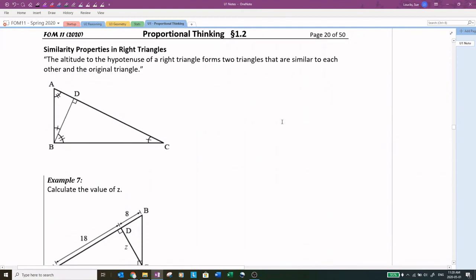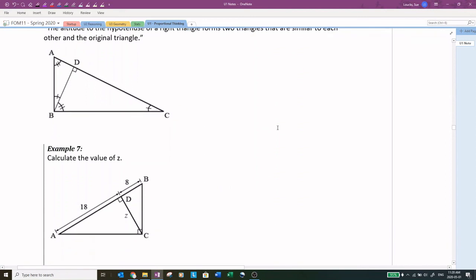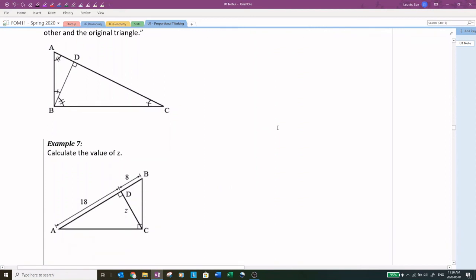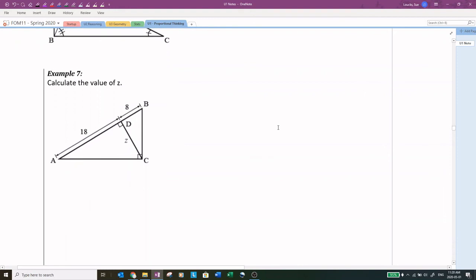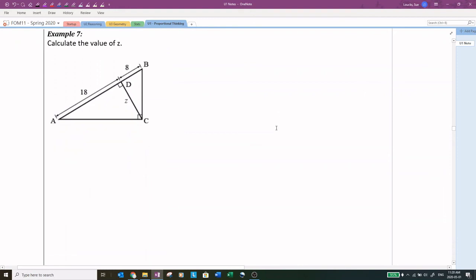which is similar properties in right triangles. The rule is the altitude to the hypotenuse of a right triangle forms two triangles that are similar to each other and the original triangle, which just makes my eyes go googly. So let's just not worry about memorizing that rule. You know how I feel about memorizing things that you don't need to. Let's look at this and see if it makes sense, okay? And we'll come back to that afterwards.